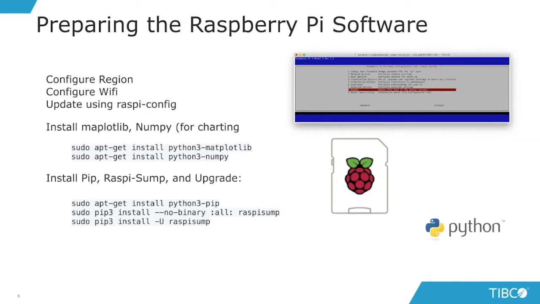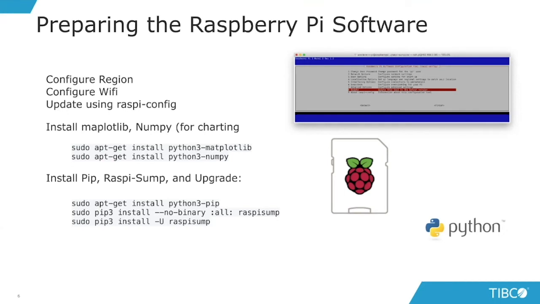For the actual sensor data, what we're going to do is install a number of components. Specifically, we're going to install Matplotlib and NumPy. So these are for charting and putting that data into charts. And then we're going to install pip and Python 3, make sure that those are all installed. And then we're going to actually install a project called Raspberry Pi Sump. And that is the second to last command that we have there with pip3 install of raspberry-pi-sump. And then we're going to make sure that that's up to date.